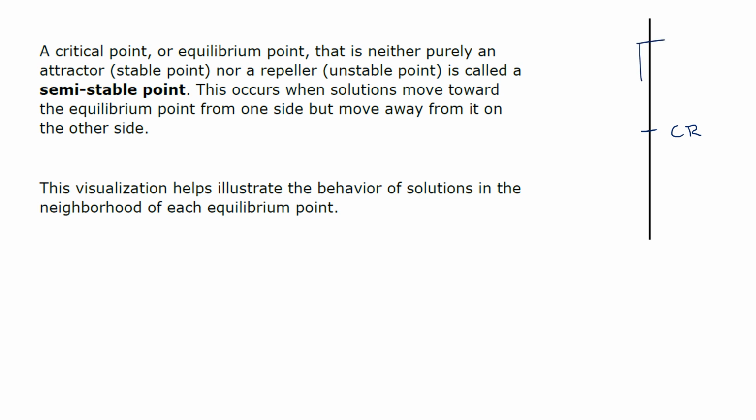So we have one side that's moving towards our critical point, and then on the other side, it's moving away from our critical point. In this case, this would be considered a semi-stable point. This visualization helps us illustrate the behavior of solutions in the neighborhood of each equilibrium point.